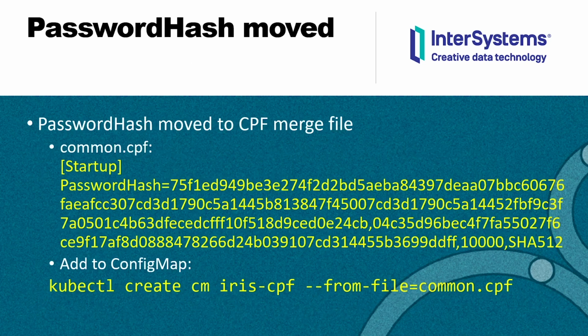The password hash field has been removed from the IKO CRD. The reason being that one can already specify this inside the CPF merge file using parameter PasswordHash in the startup block. So to be consistent with how other Iris-specific parameters are provided, one should put this into one of the CPF files, for example, common.cpf, and then add this to the config map supplied to IKO. And here's an example command for doing that.